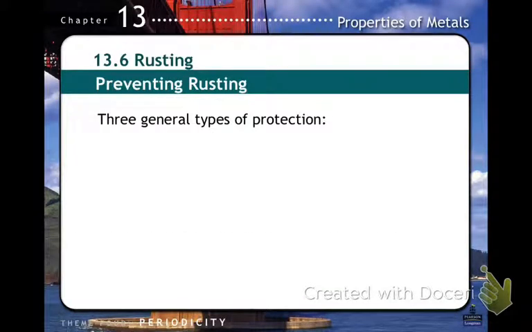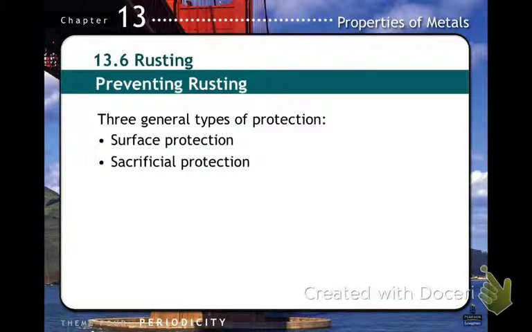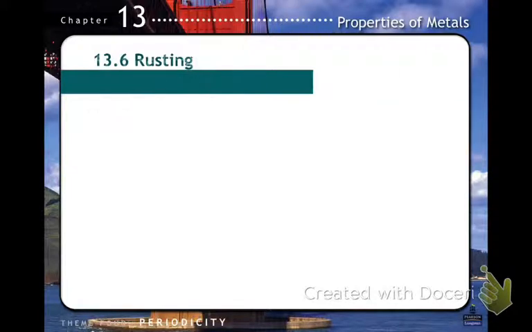Now, how do you prevent rusting? There are 3 general types of protection. Number 1, surface protection, very easy. Number 2, sacrificial protection. And number 3, use of stainless steel. So what are these things?